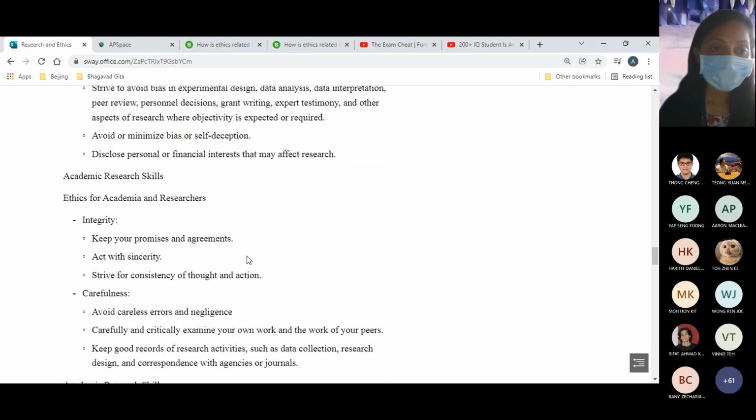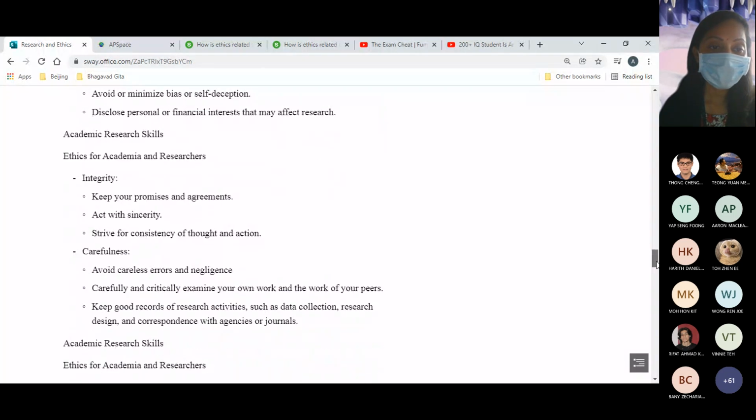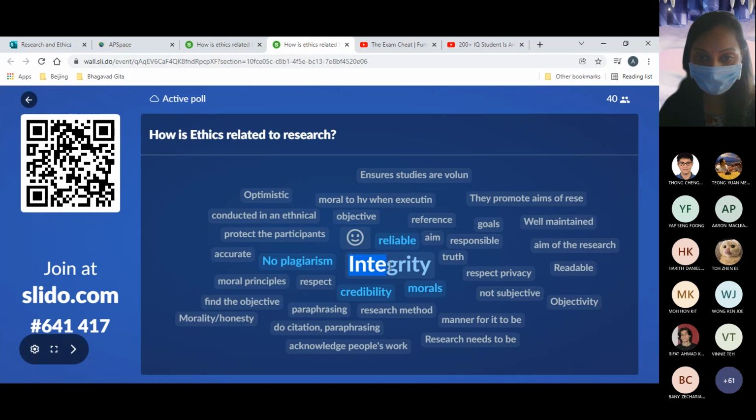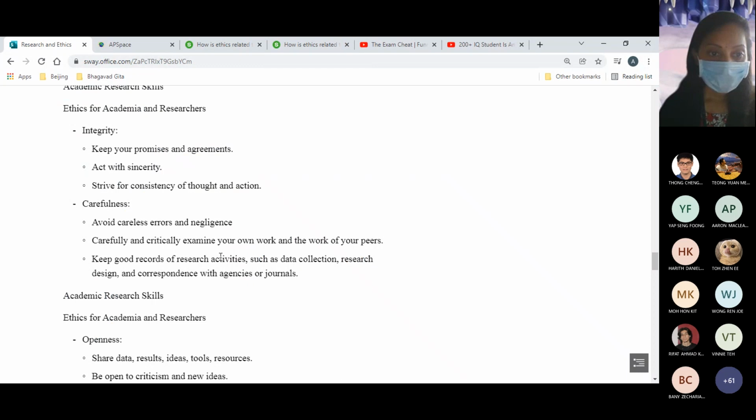And then number two, what is important is integrity. Somebody commented on integrity as well earlier. It was a very big keyword here, integrity. Very good, well done. You promise something to your participants, you have to keep up your word. You have to be sincere and you have to be consistent throughout. Otherwise, you are not upholding the element of integrity. You have to be very careful.